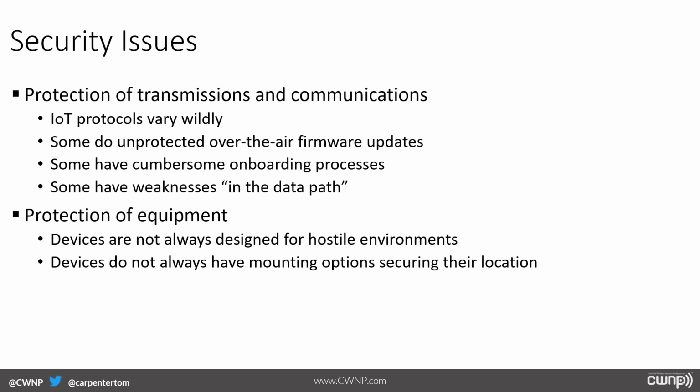Well, I think they fall into two overarching general categories: the protection of the transmissions and communications, and then the protection of equipment. So the issue with the protection of transmissions and communications, first of all, is that IoT protocols vary wildly. There are big differences between the way the different IoT protocols work when it comes to security. And we literally have dozens of different IoT protocols.